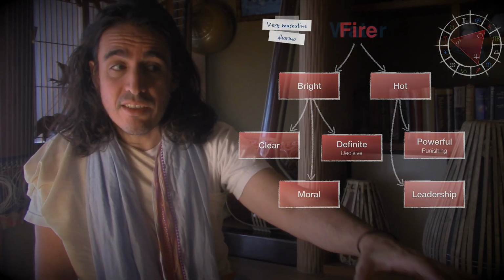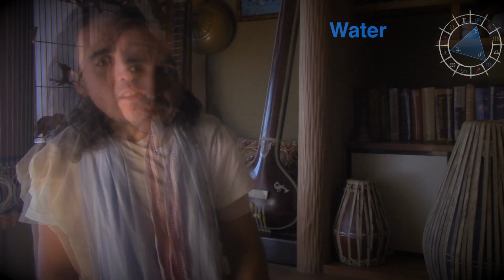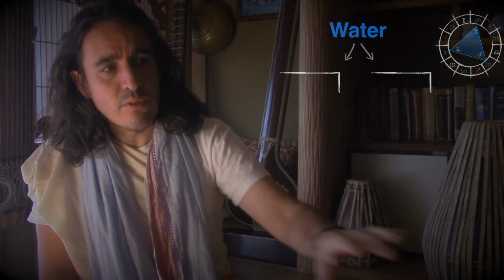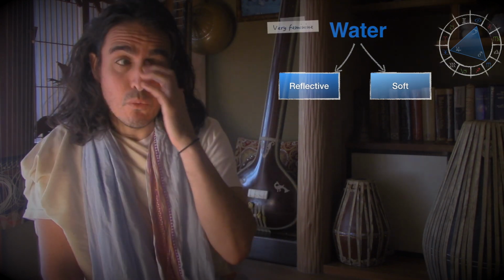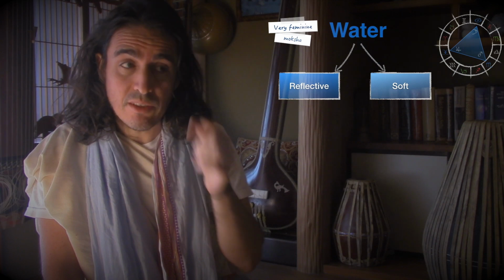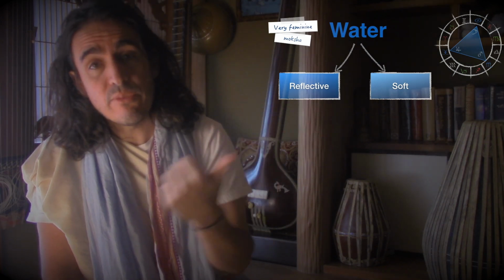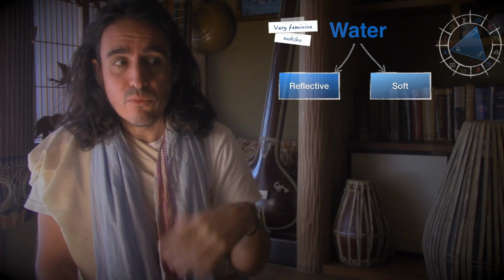Now let's turn our attention to the next element, water. This is the element that is rooted in Cancer and Cancer's trines, which are Pisces and Scorpio. So the two key traits of water, which form the root of all the rest of the things it symbolizes, are the fact that water is reflective and soft. Water is very feminine, just as fire is very masculine. Water is very feminine, and it represents moksha. You'll see why when we show the symbolic tree here that's associated with water.